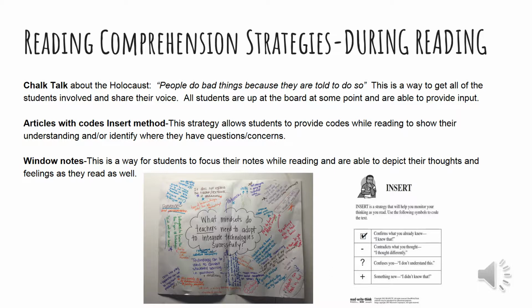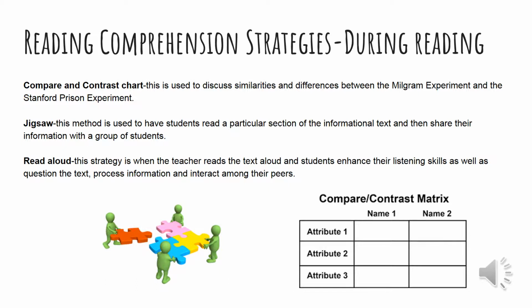When reading articles, students are shown how to use the INSERT method, codes, and window notes to record notes and thoughts as they are reading. The Milgram experiment and the Stanford Prison experiment are 2 articles to further explore the idea of why people do bad things. Students will compare and contrast the experiments with a set of criteria.